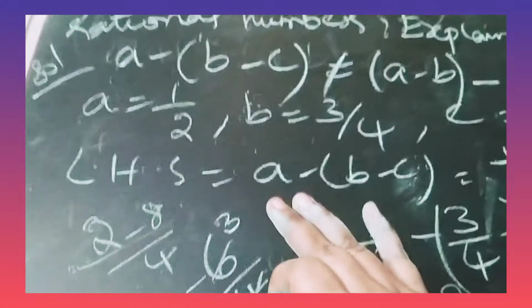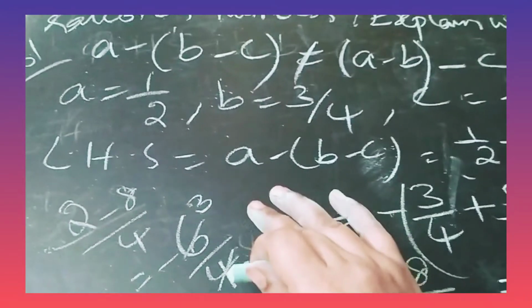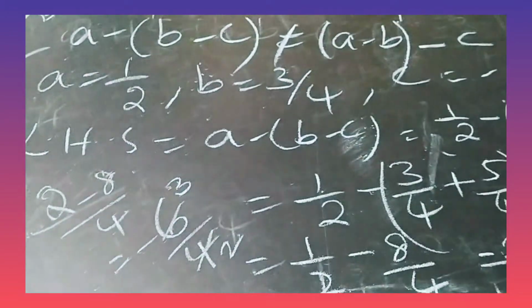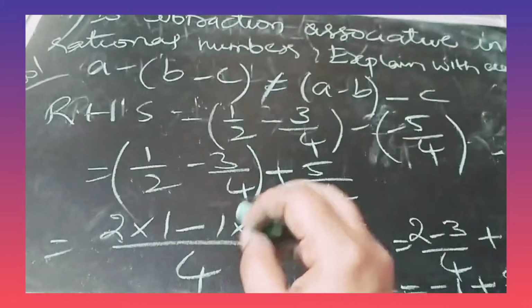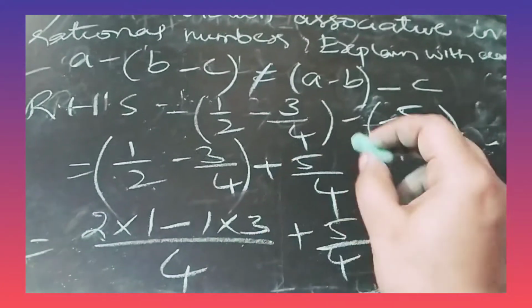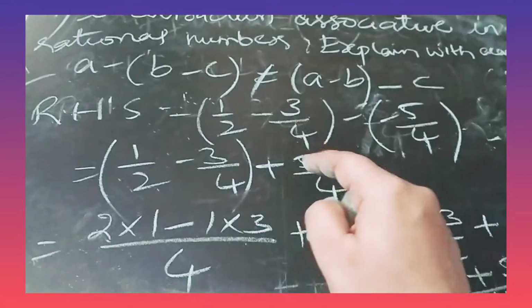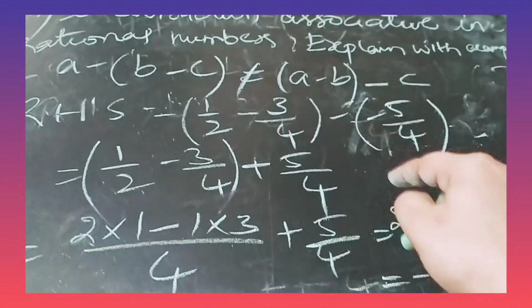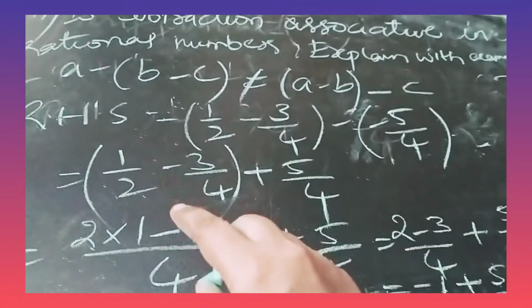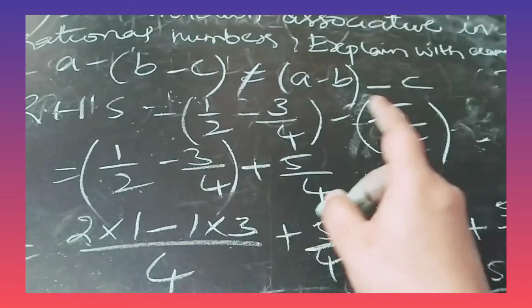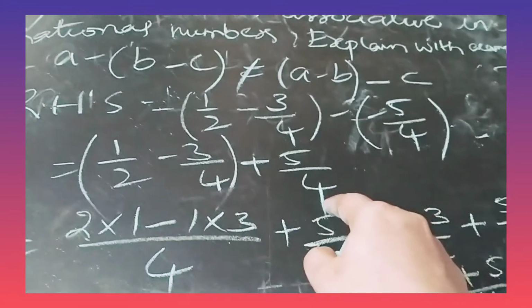Okay, LHS is here. What is LHS? It is minus 3 by 2. Now RHS. What is RHS? We have to take a minus b in bracket. 1 minus, 2 minus 3 by 4 minus of minus 5 by 4. Okay, 1 minus, 2 minus 3 by 4, minus into minus is plus, plus 5 by 4.